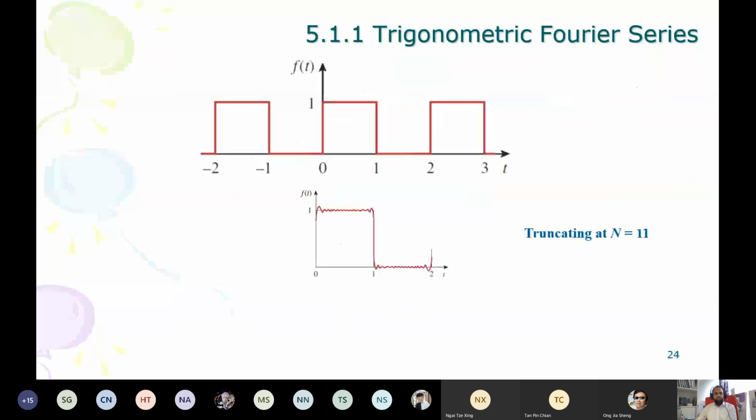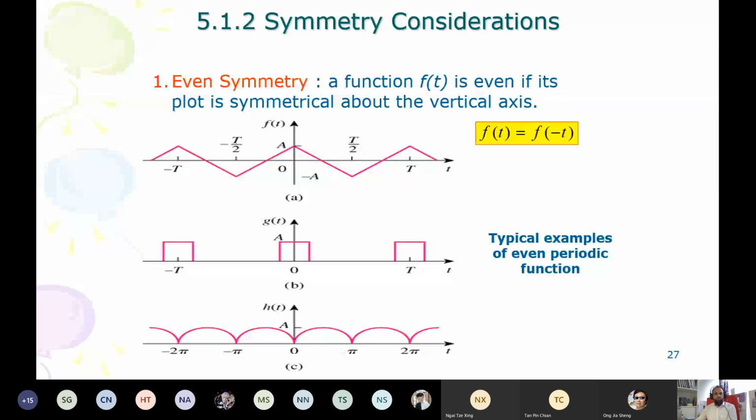Right. So now let's find some more shortcuts. One of the shortcuts is using symmetry considerations. What's symmetry? Maybe you have seen this in your signals and systems course. A function with even symmetry is one where, if we flip it across the y-axis, we get a mirror image.